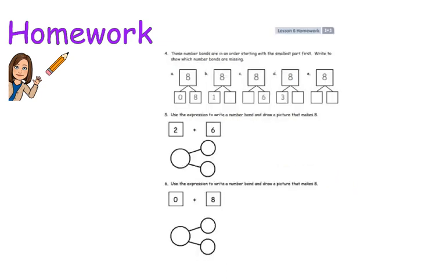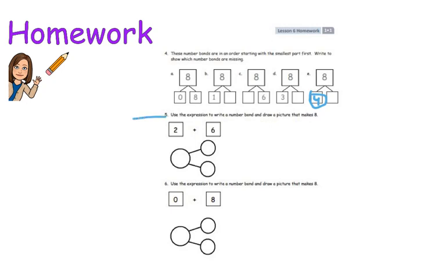Alrighty, number 4. These number bonds are in order with the smallest part first. Write to show which bonds are missing. So this page is similar to the problem set in number 6. So this says that you're going to complete all the number bonds. The one on the end, this part should be 4. So you can fill in your number bonds.